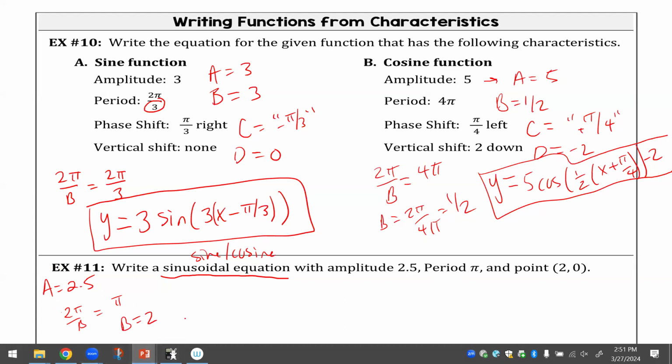Okay. And then it says the point (2, 0). So we need to ensure that (2, 0) is on our graph. Well, that's important because that's going to help us discover our shift. So we're going to let the point (2, 0) represent our x and y values, and that's going to help us find our C value.